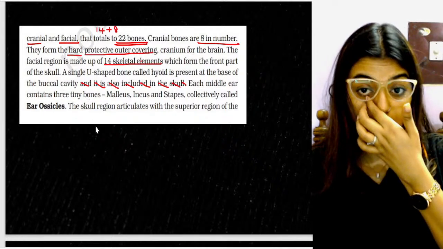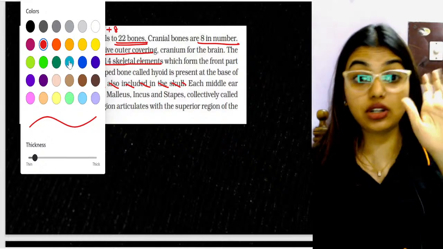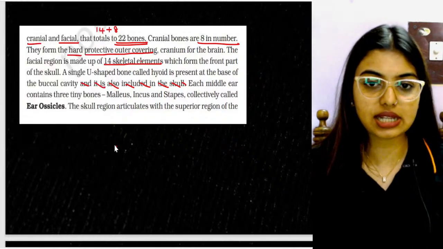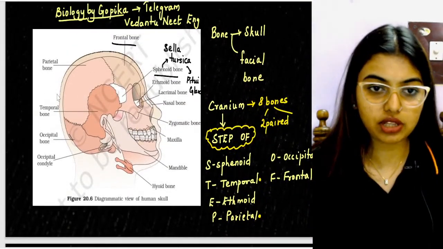Okay, that okay. Each middle ear. Now students, slowly, so we have come, now we have to learn the facial bones. We are going to go back to that slide and learn the facial bones. See, facial bones are around 14 of them. So what are the facial bones here?